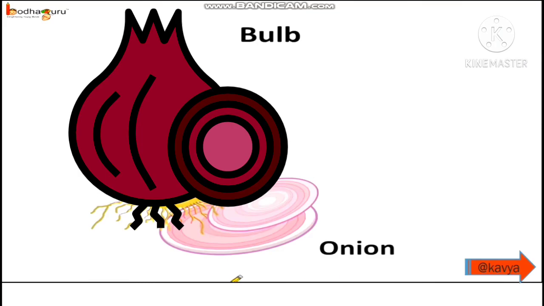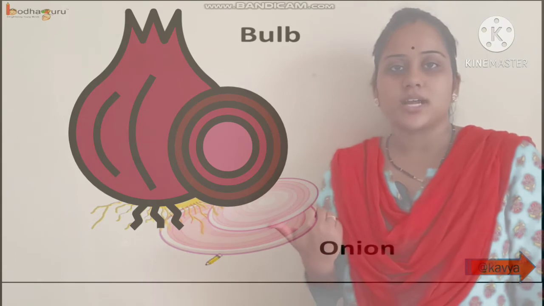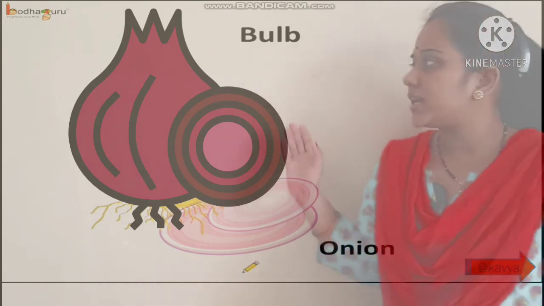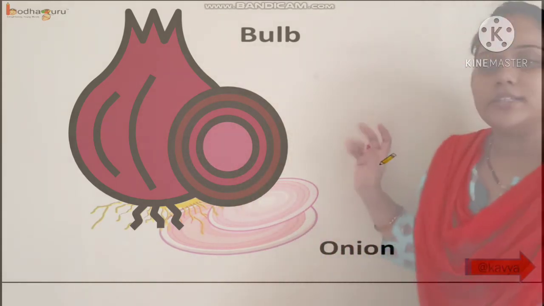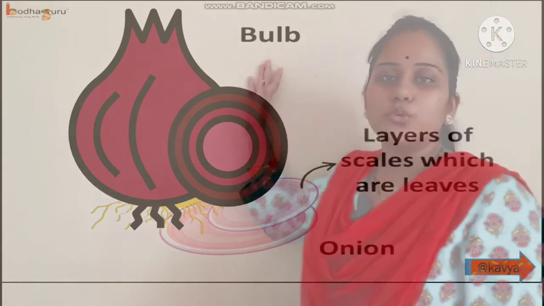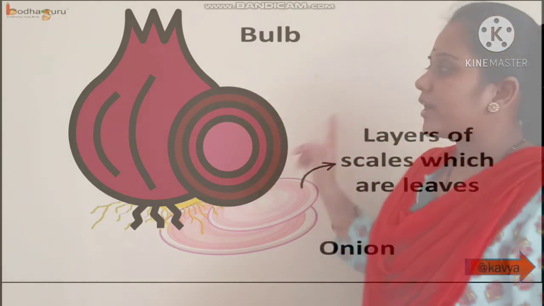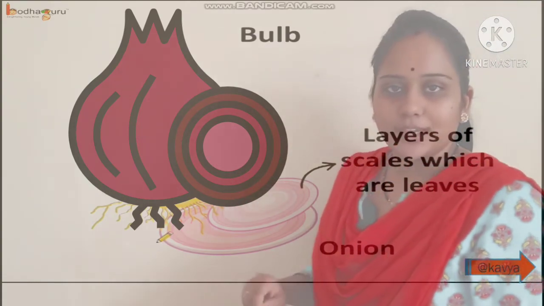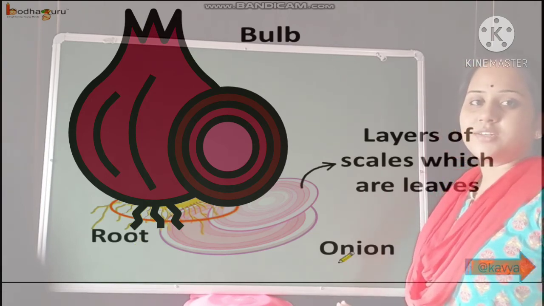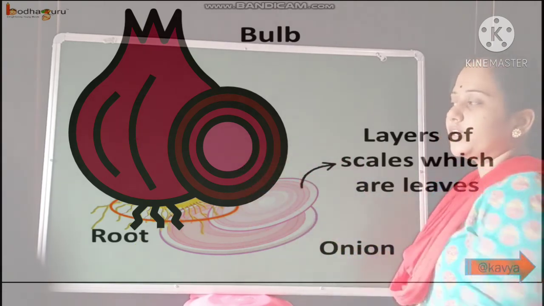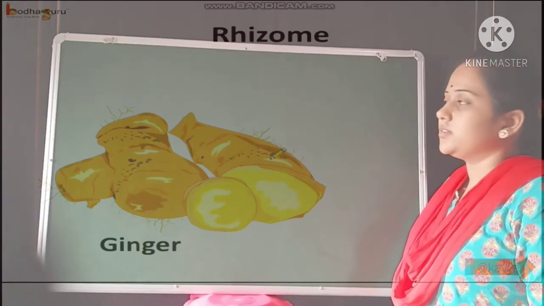Here we have the example of onion. What about onion? Onion is a bulb, and this is also a modified underground stem. Here we see the layers of the onion scale, which are actually the leaves inside the bulb. We see the base of the onion has roots. That onion has an underground stem and it is called a bulb. And what about ginger? Ginger is a rhizome.